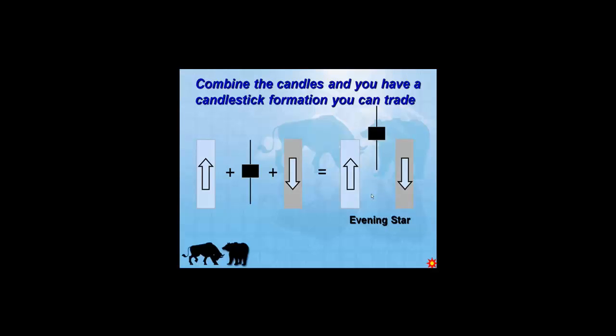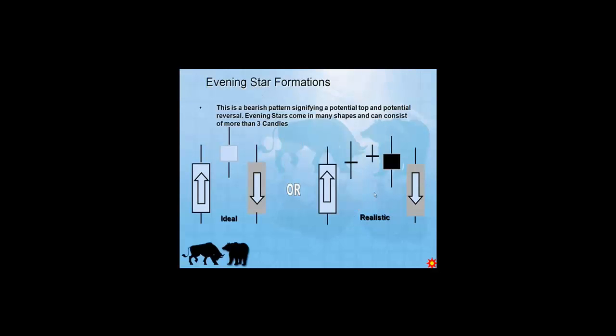There's several rules to trade these, and we're going to go over these rules in the following slides. Now, an evening star formation, this would be an ideal one: decision, indecision, decision. This would be more realistic. There could be several candles in between. You just want to make sure that the bearish decision candle covers at least 50% of the previous decision candle's body.